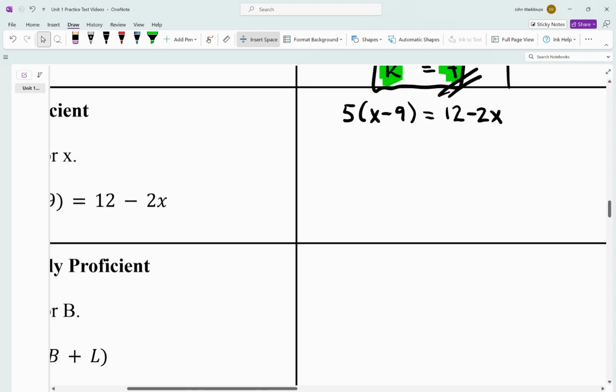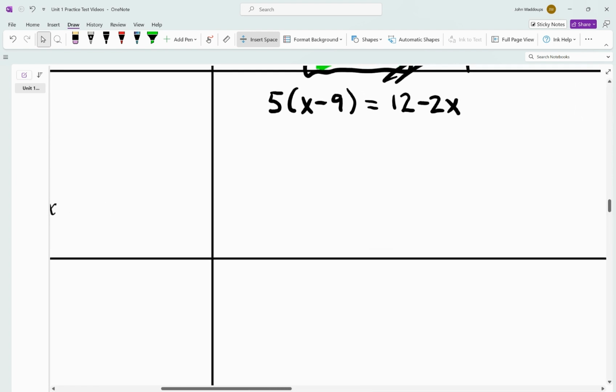In this equation, there's a couple of things going on. One is that we've got parentheses, and then we also have variables on both sides of the equal sign. And so we need to take care of both of those things. So one way to get rid of the parentheses is to just use the distributive property and multiply that 5 by each of those. So 5 times x would be 5x, and 5 times negative 9 would be negative 45. This is equal to 12 minus 2x.